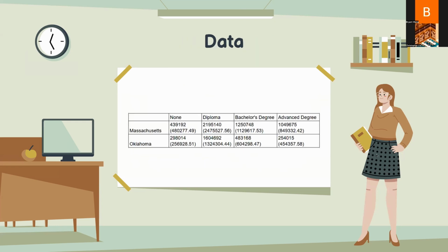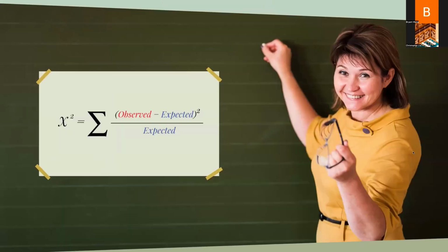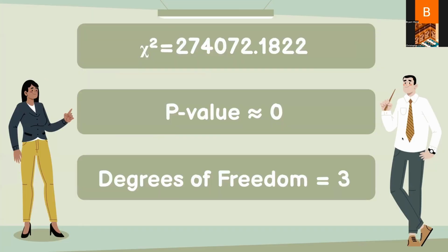So once again, we look at our data, but now we included the expected counts. As we can see, all the expected counts are greater than or equal to 5, meaning all of our conditions are met. So our actual test is that chi-squared equals the sum of the observed minus expected, squared, divided by expected. And using this formula gives us the following values.